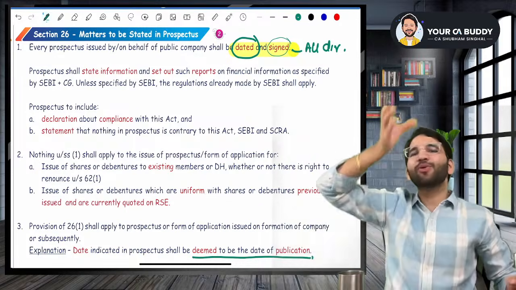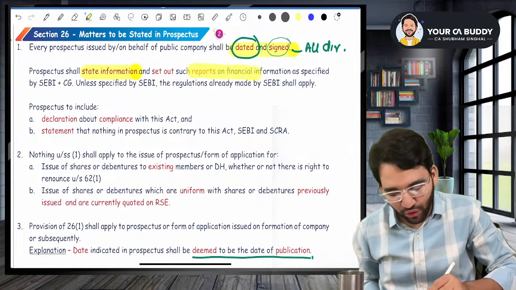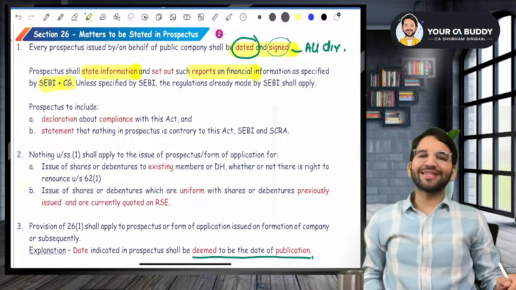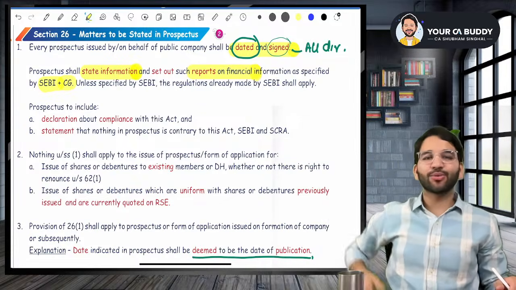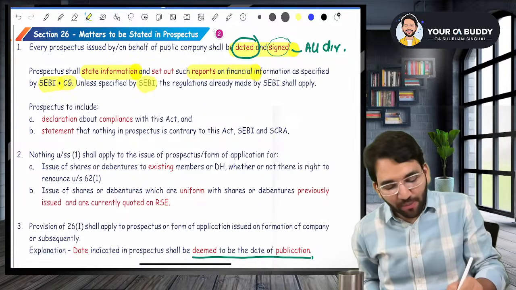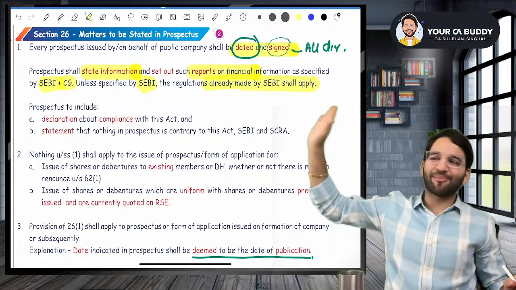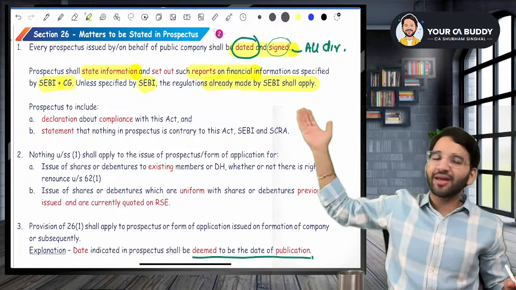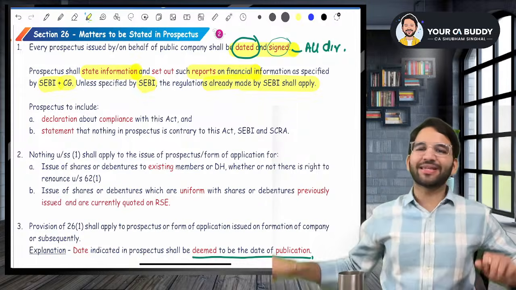Apart from that, sir, what will you write in the prospectus? You will state all the information and the financial reports as prescribed by SEBI in consultation with the Central Government. But as long as SEBI does not prescribe it, whatever SEBI regulations are already made, those regulations will apply. So till the time SEBI gives its report, you will have to comply with SEBI regulations.